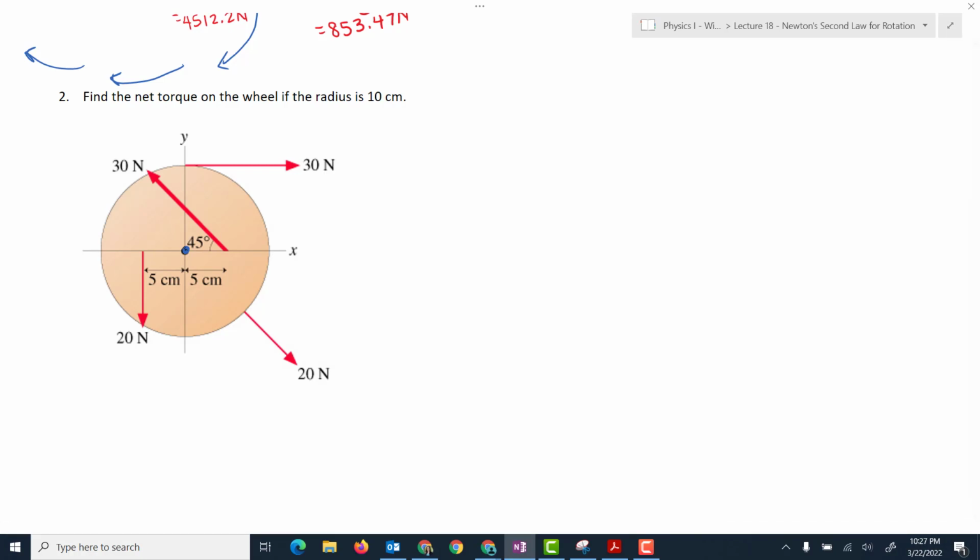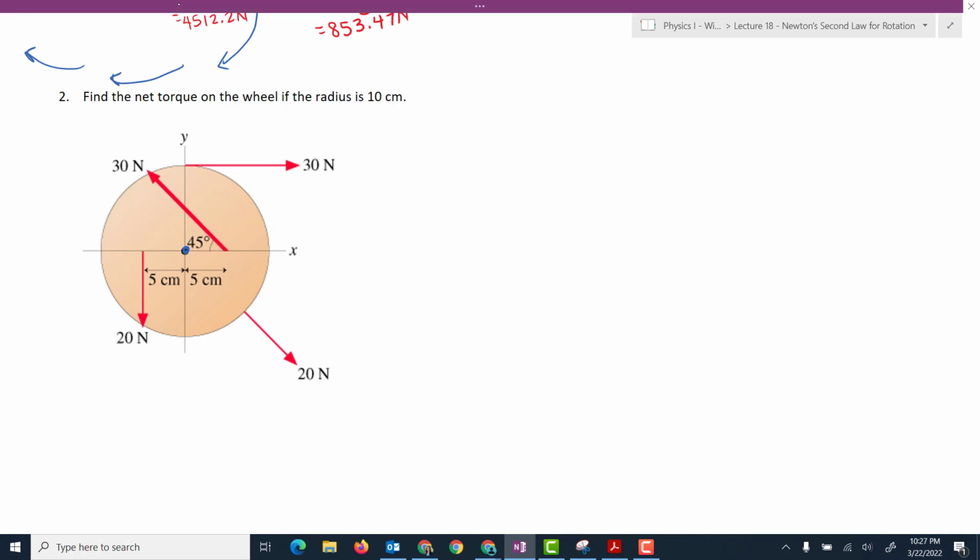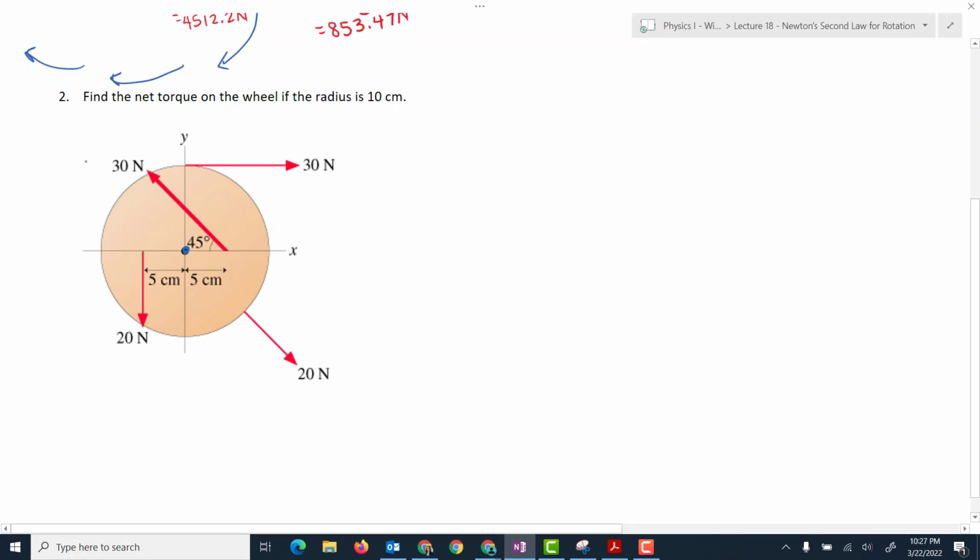So we have all these different forces here, and I'm just going to label them all so that I know what's what. F1 is 20 newtons. This one over here, F2, is 30 newtons. F3 is also 30 newtons, and F4 is 20 newtons. So when I look for my net torque, it's the torque caused by force 1, force 2, force 3, and force 4 all added together, but taking into account that some may be positive and some may be negative.